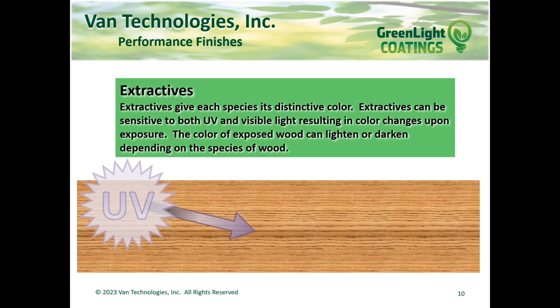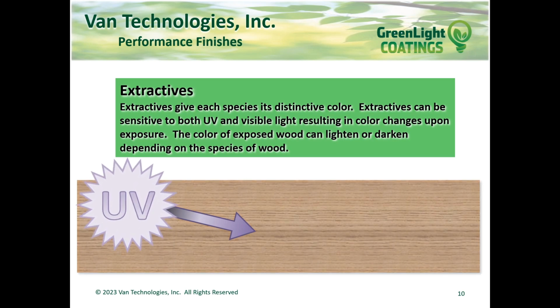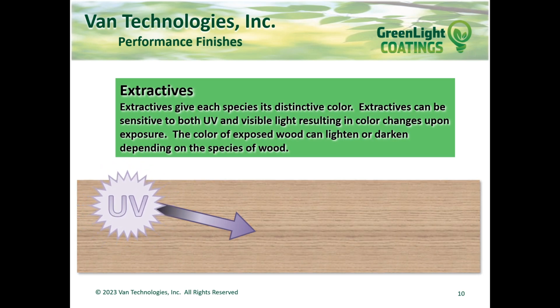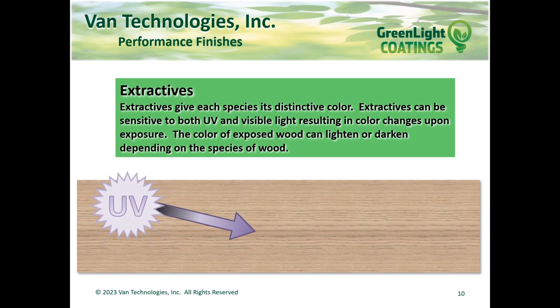Extractives give each species its distinctive color. Extractives can be sensitive to both UV and visible light, resulting in color changes upon exposure. The color of exposed wood can lighten or darken, depending on the species of wood.